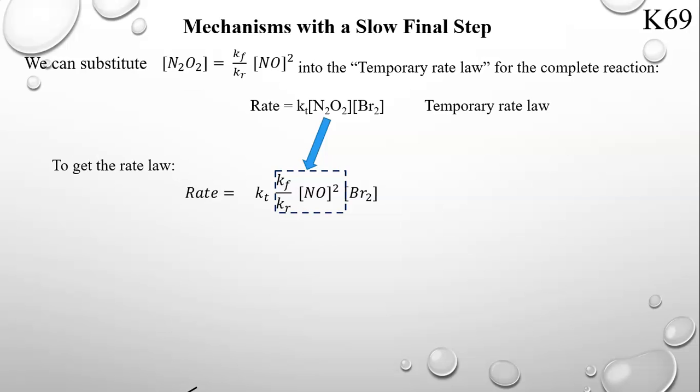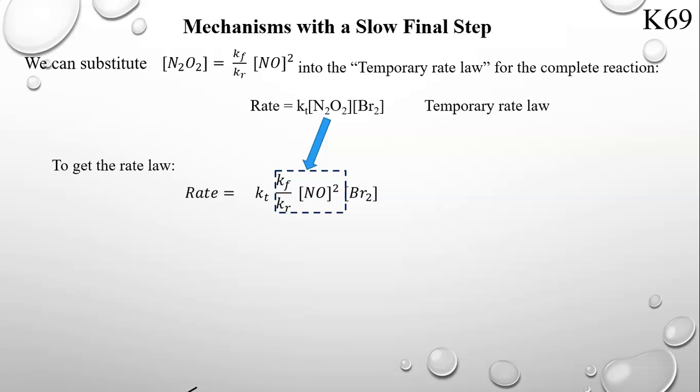So now what we have is a rate law that doesn't have the intermediate N2O2. That was prohibited. We weren't allowed to have that in our final rate law. And we do have a rate law that's in terms of only the two compounds, reactants that were in the overall reaction, which is NO and Br2.